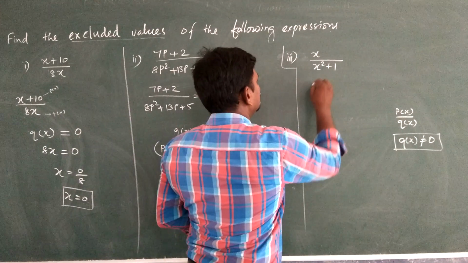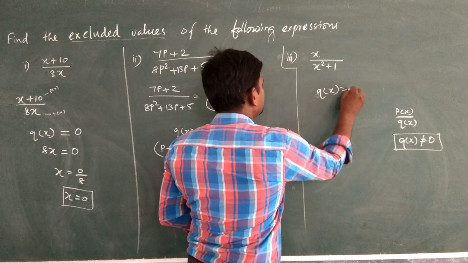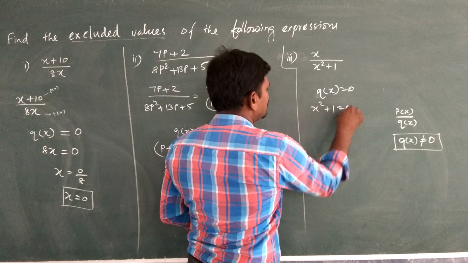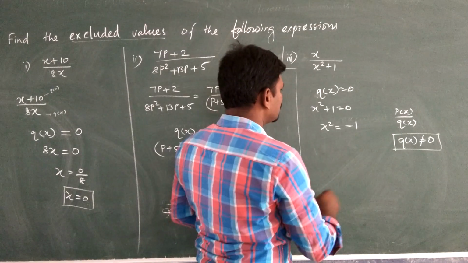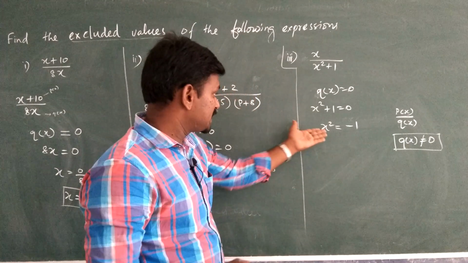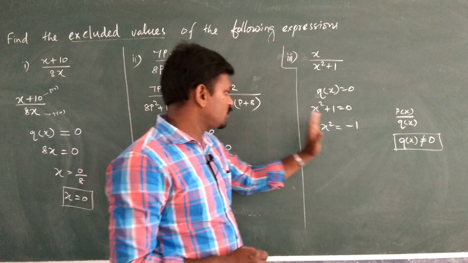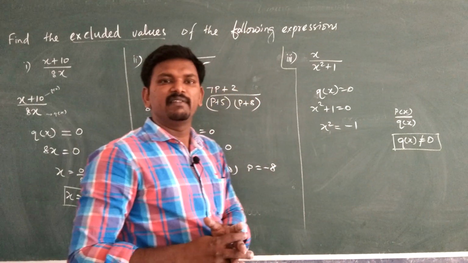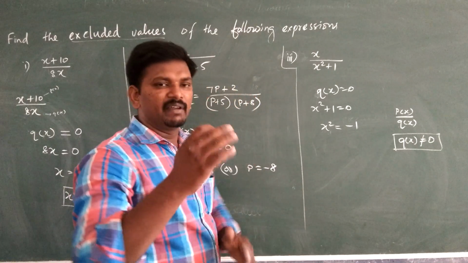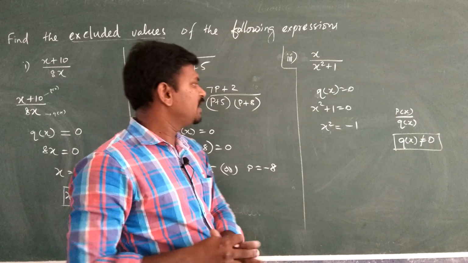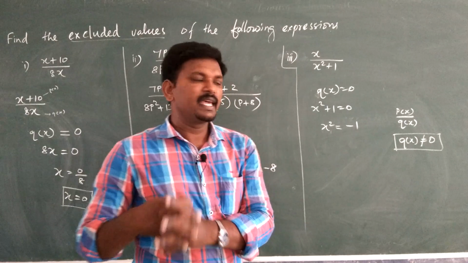Like that, here q of x is equal to 0, x square plus 1 is equal to 0, x square is equal to 0 minus 1, minus 1. So see, this is a little special case. The square of a number is minus 1. Is it possible? The square of a number, whether it is even number or odd number, whether it is positive number or negative number, when we square it, it becomes positive. It will not be negative. All the perfect squares are always positive.